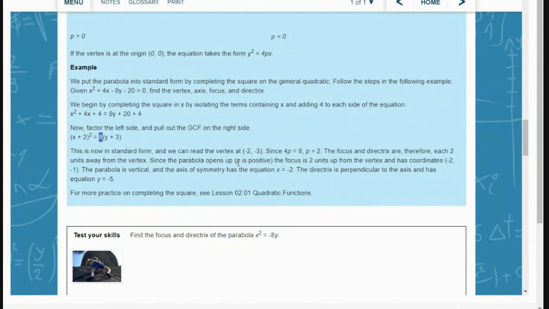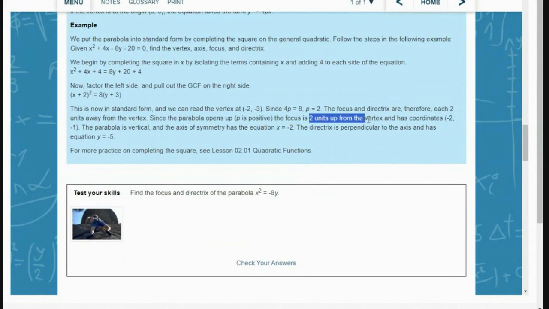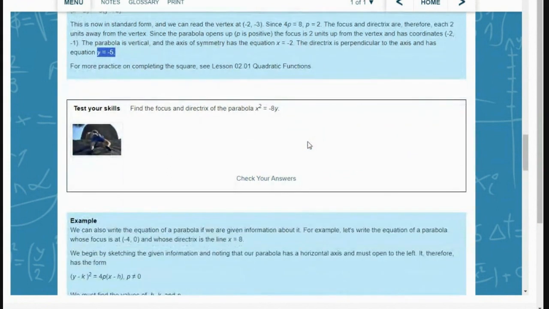So p is positive, so it opens upward. Focus is 2 units up, so it'd be at -2, -1. And since it's vertical, x equals -2 is the axis of symmetry that goes up and down between it. And the directrix is perpendicular at y equals -5. So more practice there. They give you a practice problem right here.